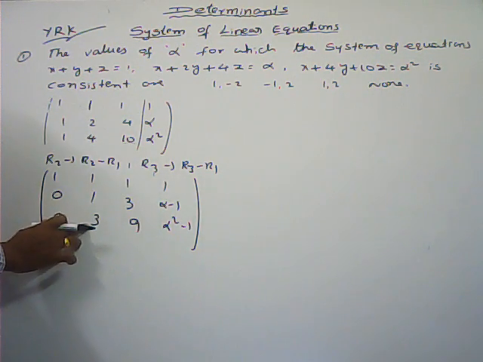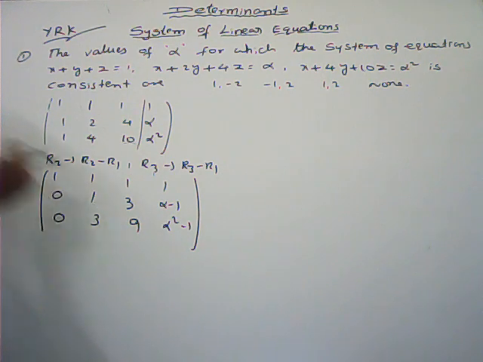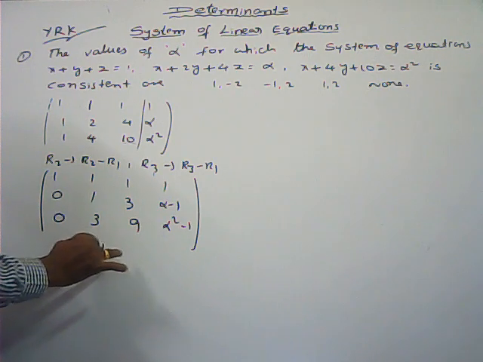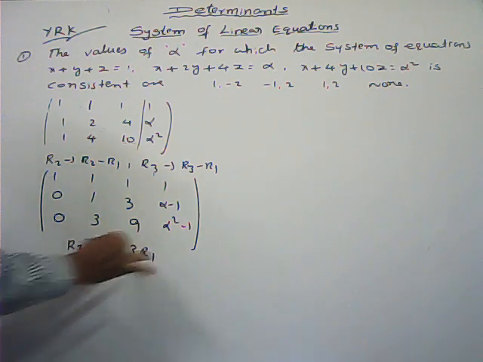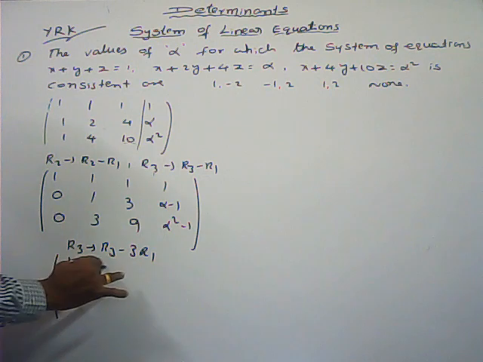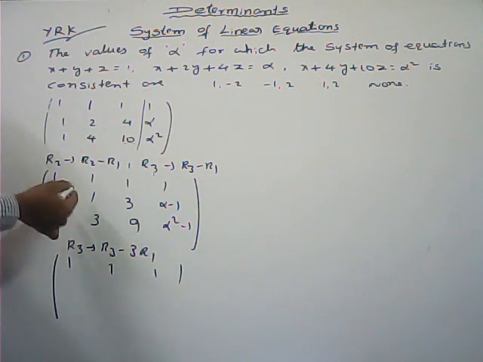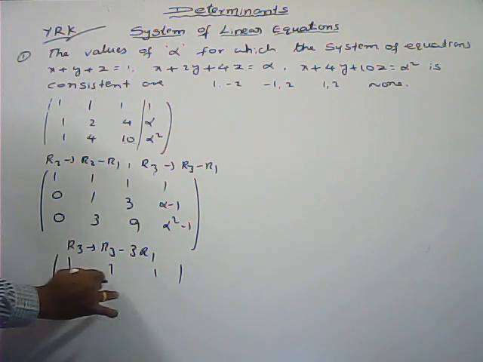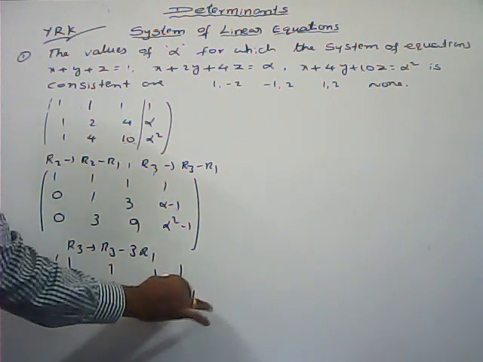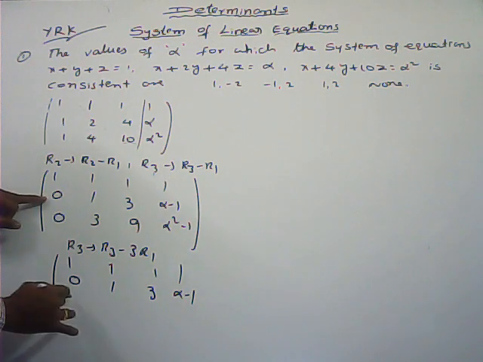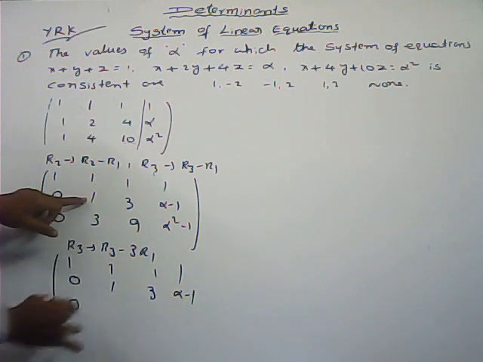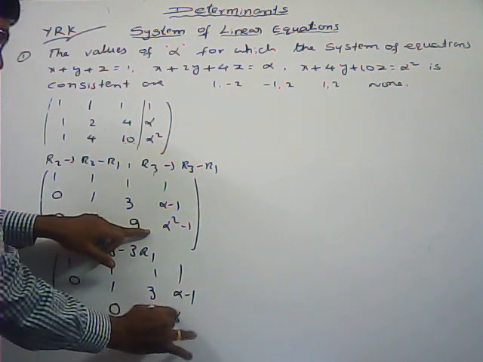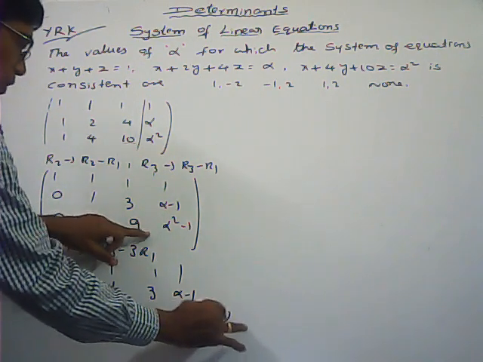Here also we should get 0 by using this element. What to do here? R3 tends to R3 minus 3 R1. 1, 1, 1, 1. Here we need not change the first two rows. 0, 1, 3, alpha minus 1. R3 minus 3 R1: 0, 9 minus 9, 0, alpha square minus 1 minus 3 into alpha minus 1.